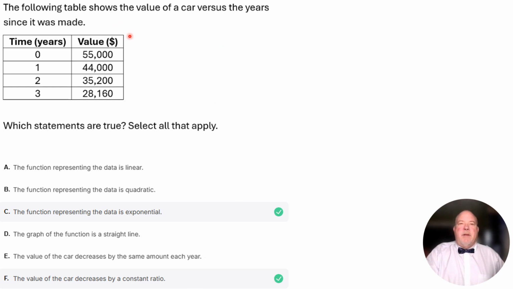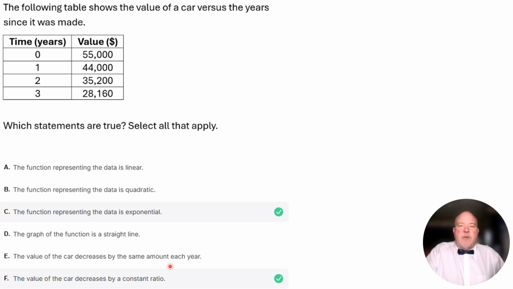All right, so we're given a table of values that shows the value of a car versus the years since it was made. And if I look at the answers here, which statements are true, select all that apply. As I look at these: the data is linear, the data is quadratic, it's exponential, it's a straight line. The value decreases by the same amount each year. The value decreases by a constant ratio.